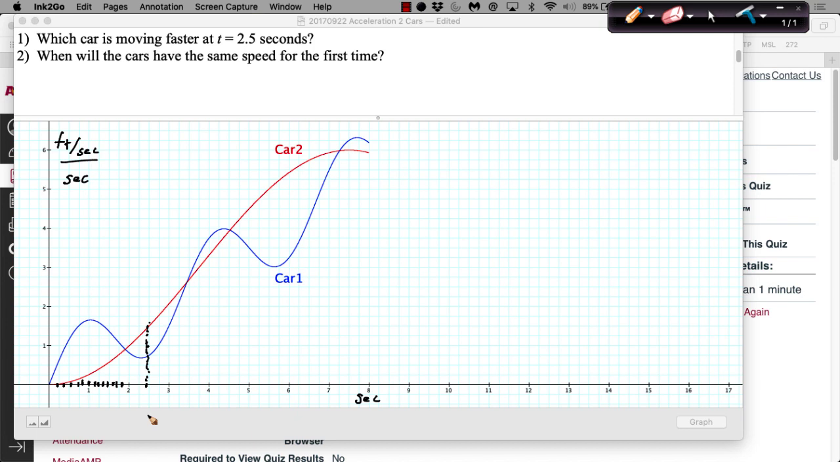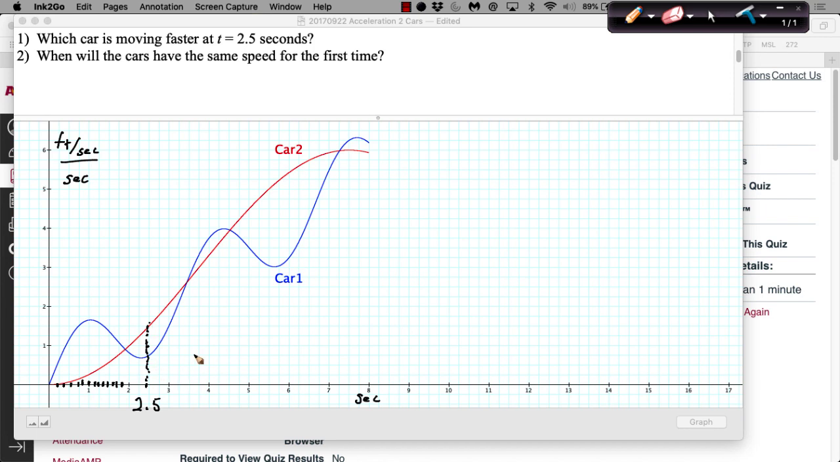Okay, what do we think? So here's 2.5 seconds right here. Car 1 is blue, car 2 is red. Which car is moving faster at 2.5 seconds? What do you think? Car 1 or car 2? A few people up in front are saying car 1. What do you think? Agree with that? Car 1. Why car 1? Look, car 2's graph is higher here.